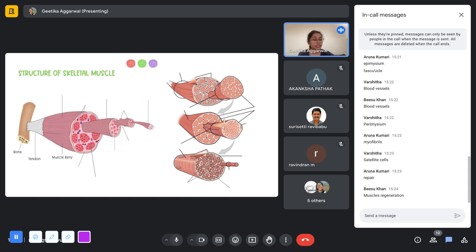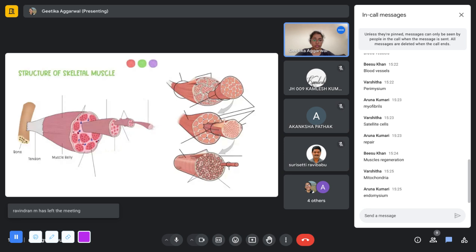Okay, so here this is one muscle fiber. Inside these we have these myofibrils, as we know. And what are these structures here? These small structures, apart from the myofibrils that we see in this fiber, mitochondria. Correct. And what is this covering of the muscle fiber? What is this covering called? Endomysium. Okay, let's move on.